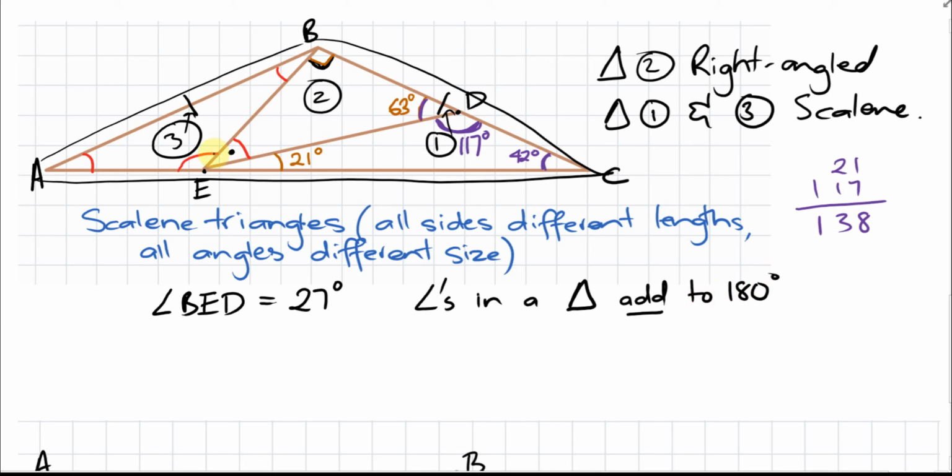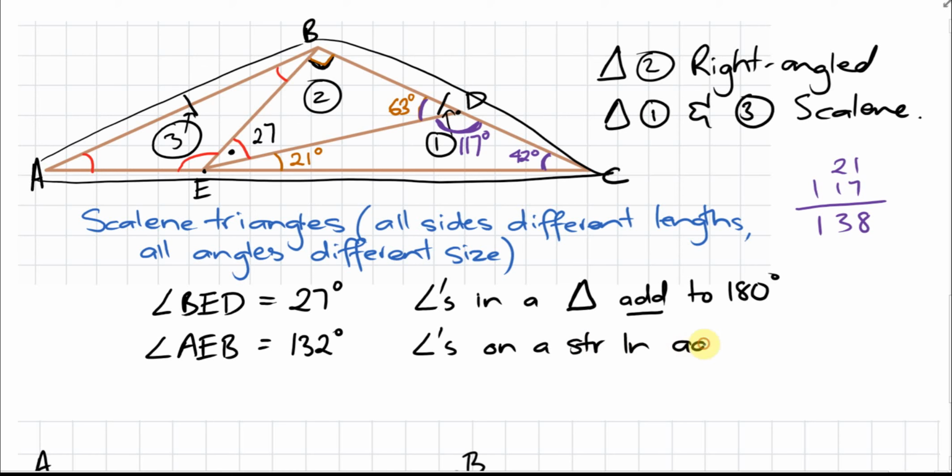Okay, let's find this angle here. So angle AEB. You can see that angle AEB is on a straight line. So we already know that this is 27. So 27 plus 21 is 48. So this angle here must be 132, because angles on a straight line add to 180.